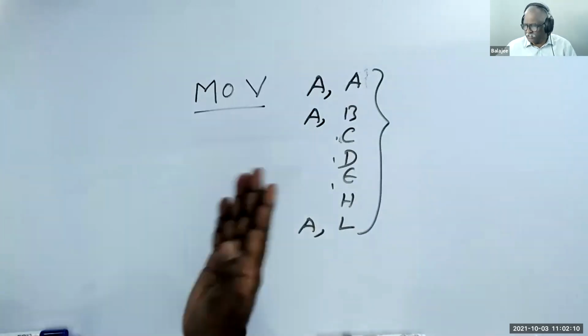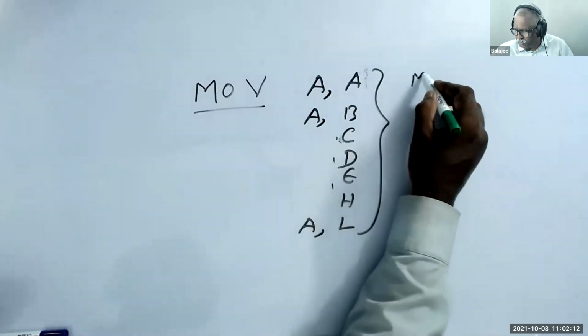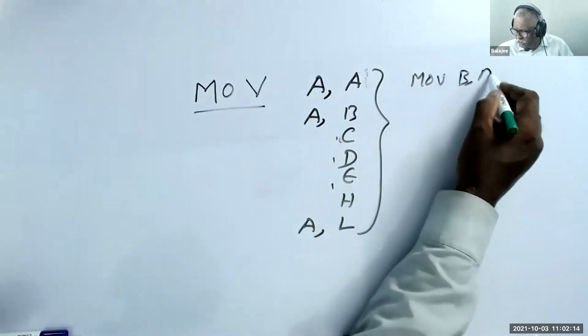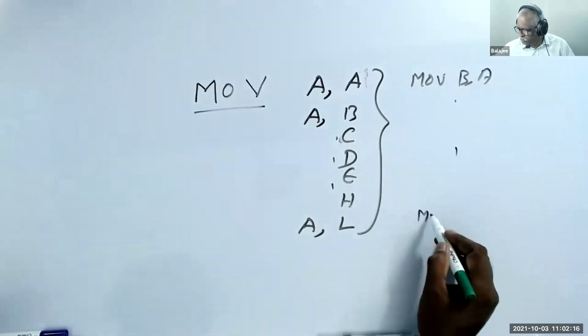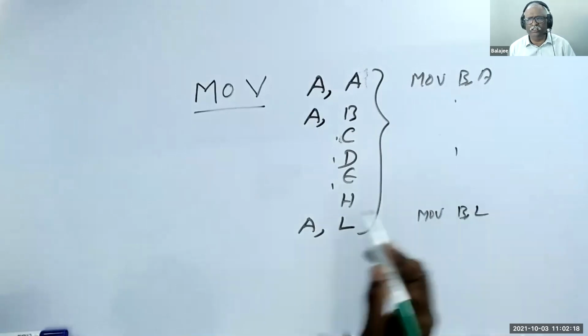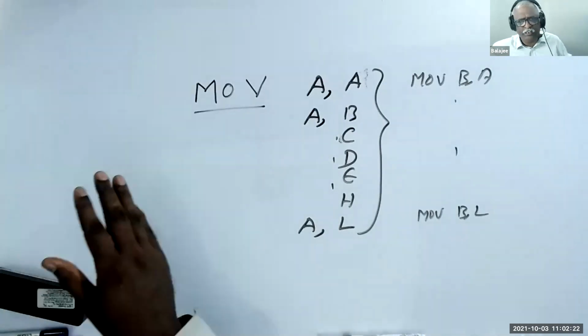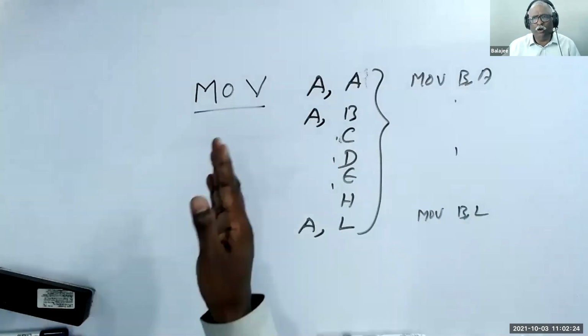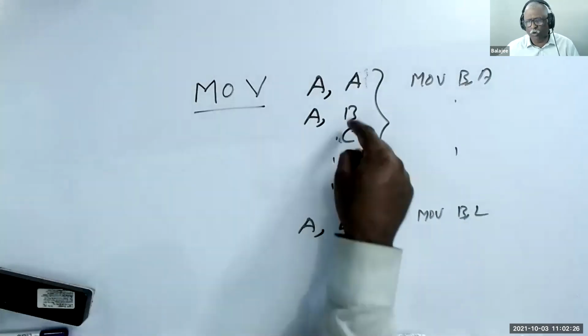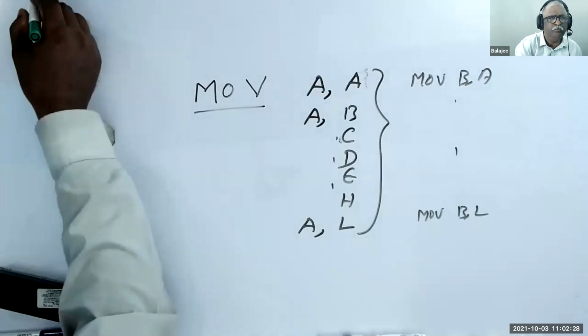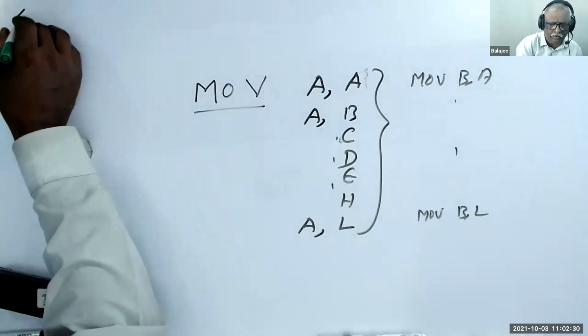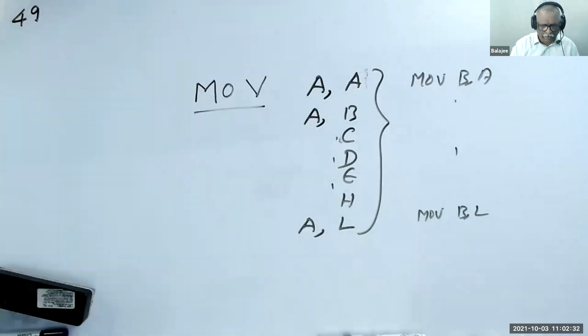And think of it the same way. Move B, comma A up to move B, comma L. So this we discussed. We all know about the move instruction. If you see this, how many do you have? 7 into 7, about 49 instructions. About 49 have gone. Understand?